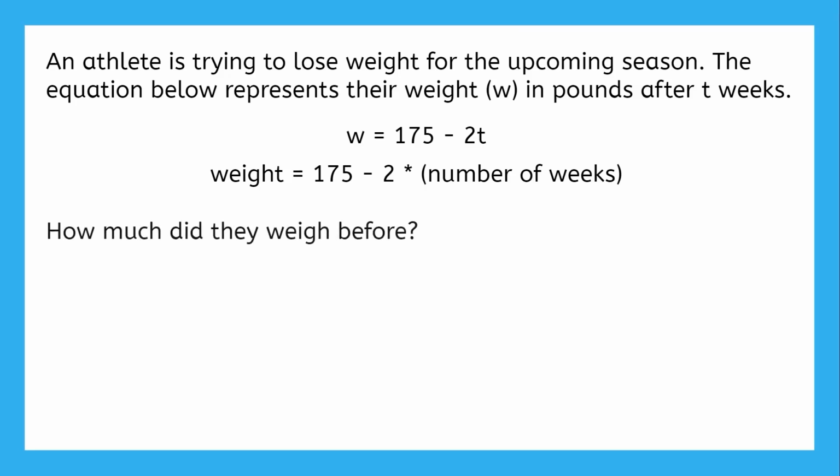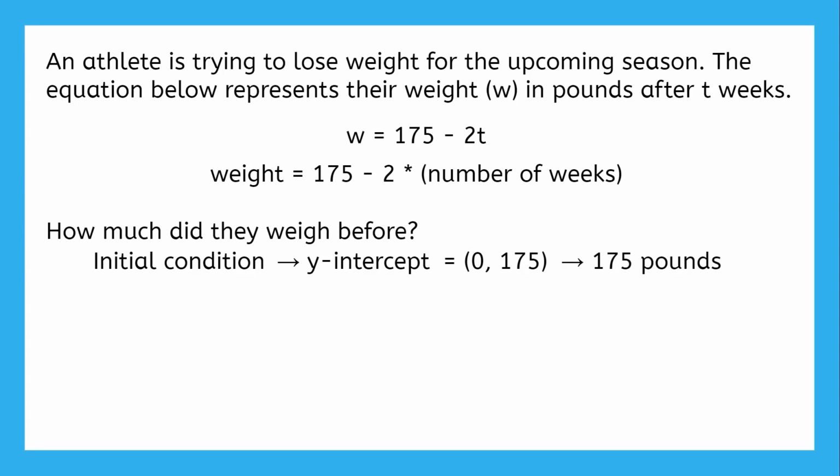So how much did the athlete weigh before? This question is asking about an initial condition, which we know is also called a y-intercept. And we can see just from looking at the equation that the y-intercept is 175. That point is the same as saying at 0 weeks, the athlete weighed 175 pounds.